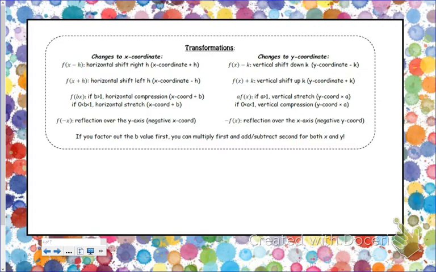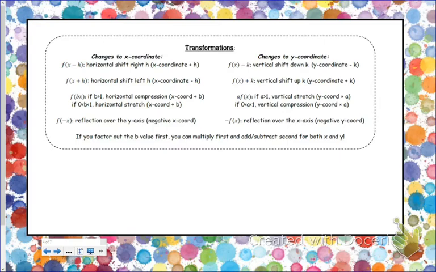So when it comes to order, we've talked about this a little bit. I think what's going to be simplest for you guys, if you see a b value, a value multiplied like this, is to factor that out, because that way we don't have to stress too much about order. We can always multiply first and then add and subtract second for both our x-coordinate and our y-coordinate.